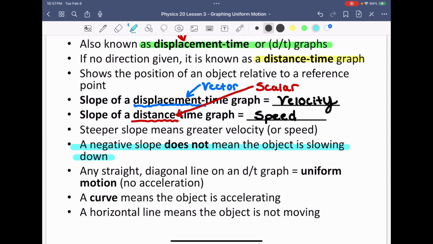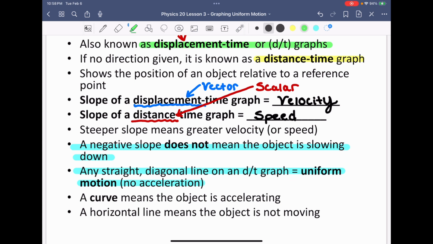Now, another line we want to highlight here is that any straight diagonal line on a D versus T graph represents uniform motion. And the reason is because if I have a straight line, what does that technically mean? It means my slope is remaining the same or remaining consistent. And if the slope stays the same, you know there's no change in overall velocity or change in speed, so therefore there shouldn't be any acceleration.